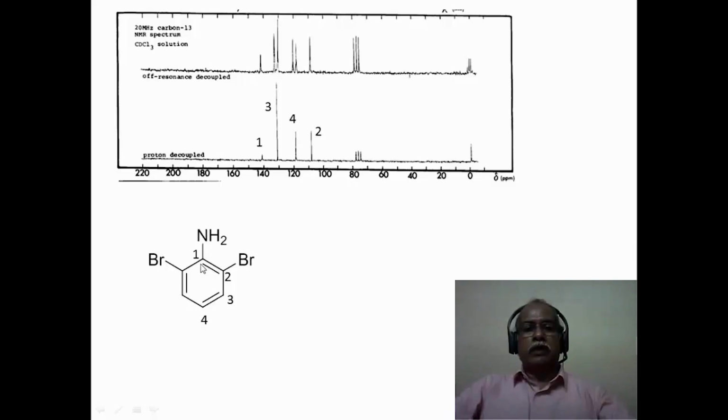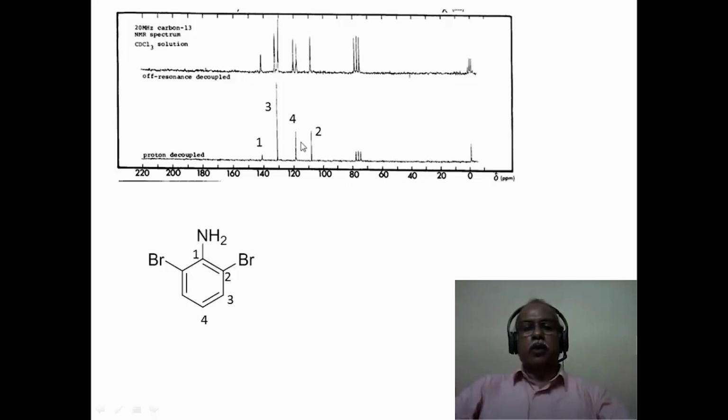The ipso carbon, which has the NH2 group, comes as a very low intensity peak around 141 ppm or so, and the ortho carbons, which are ortho to the amino functional group, will be the most electron rich in this particular case because of the nitrogen lone pair, which can be delocalized onto the ring.